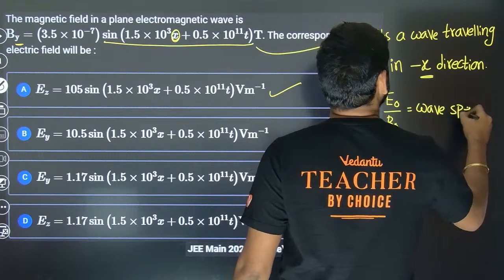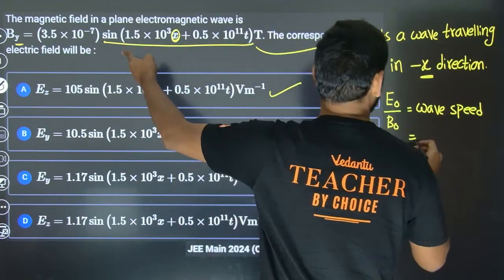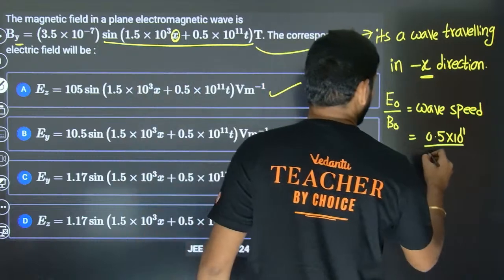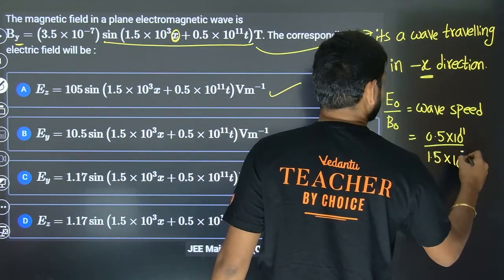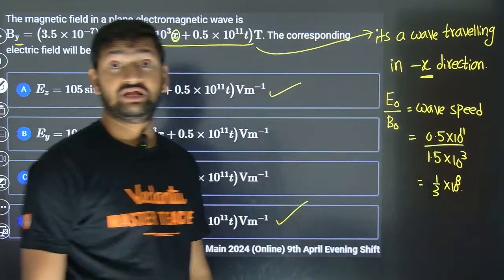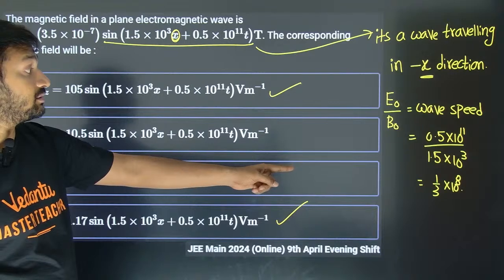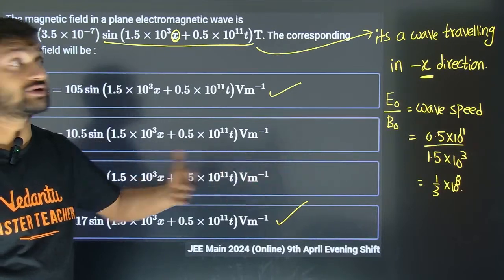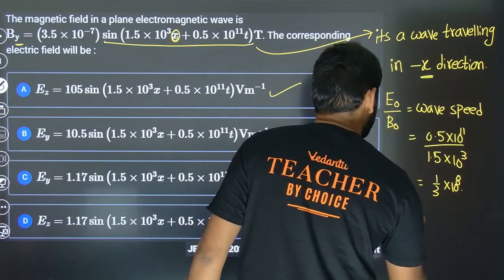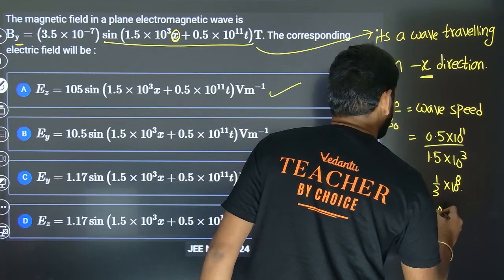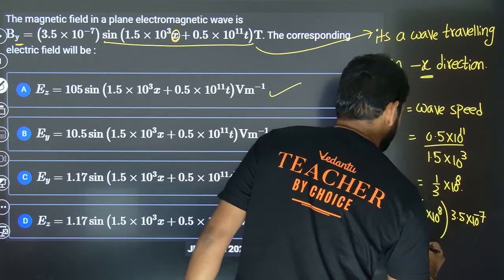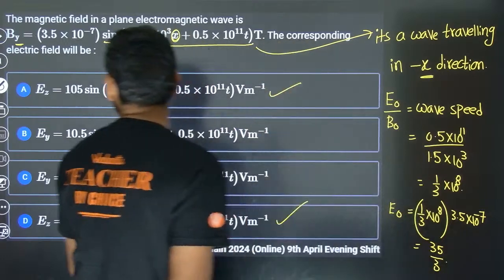How to get the wave speed? It is going to be coefficient of t by coefficient of x, which is 0.5 into 10 to the power 11 divided by 1.5 into 10 to the power 3. So what do you get? You get 1 by 3 into 10 to the power 8. Many people will directly take it to be 3 into 10 to the power 8, but that is not the case over here. Always keep in mind, E naught by B naught is going to be the wave speed. Now, what is the E naught? E naught is going to be 1 by 3 into 10 to the power 8 into B naught. What is the B naught value? 3.5 into 10 to the power minus 7. So basically it is going to be 35 by 3.